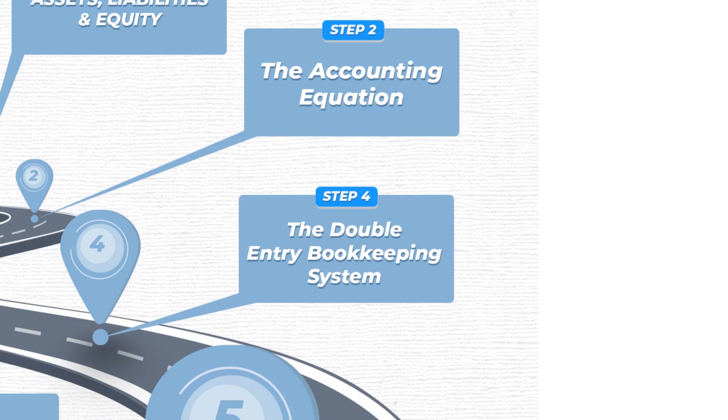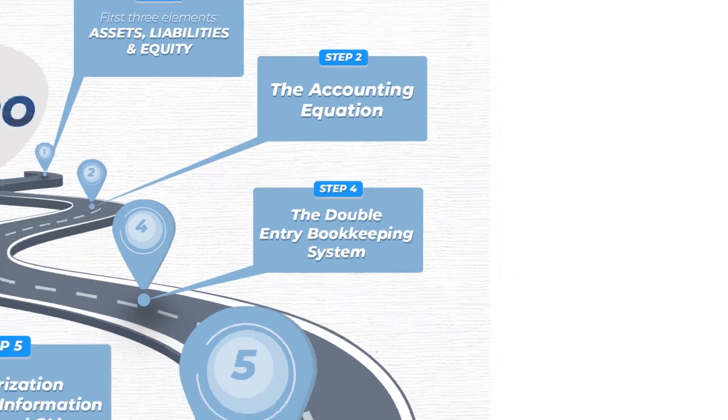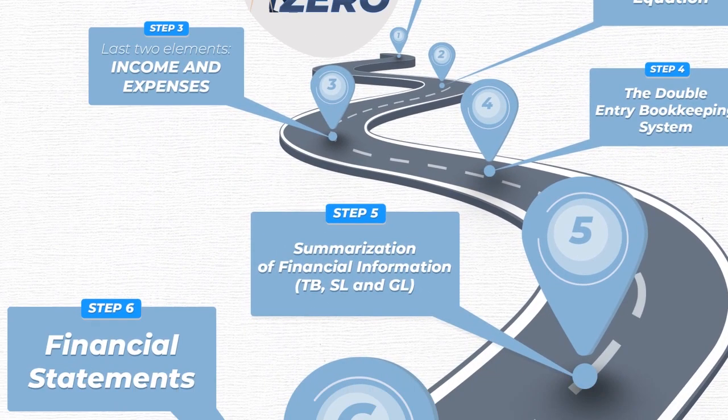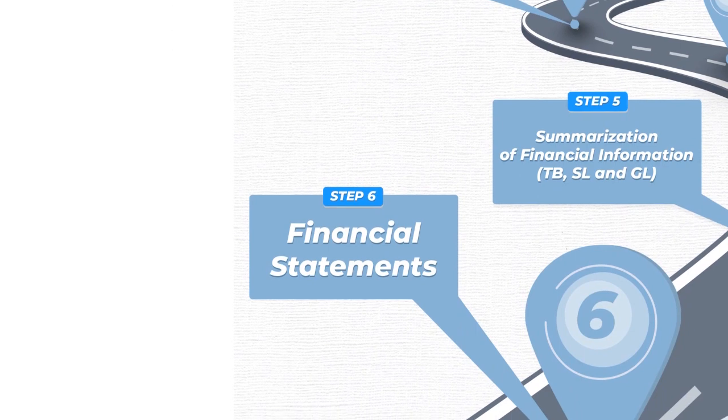And once you get good in recording transactions, it's now time to discuss how we summarize information through discussions of the trial balance, subsidiary ledgers, and general ledgers in step 5. And the final step in this series will cover the basics of the financial statements. This will tie up a nice little bow on the fundamentals of accounting by showing you how the end product of all of our work, the financial statements, are being produced.